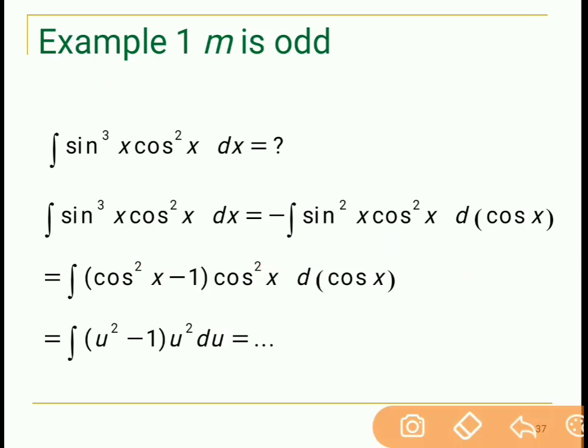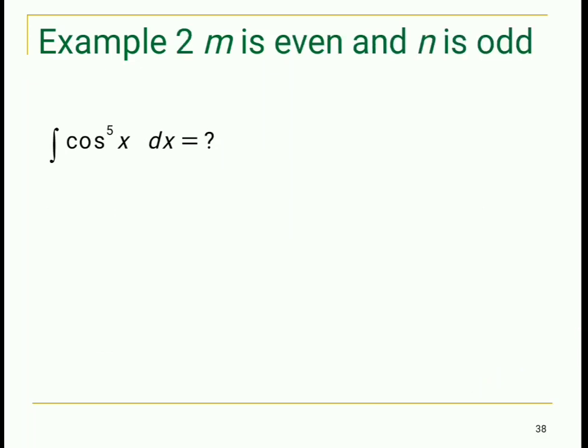Finally, we can substitute cos x as u, so you will get the form as (u square minus 1) into u square into du. Now this integration is very simple to solve, and once you get the answer, replace the u with cos x. Next question, solve cos x raised to 5 into dx.